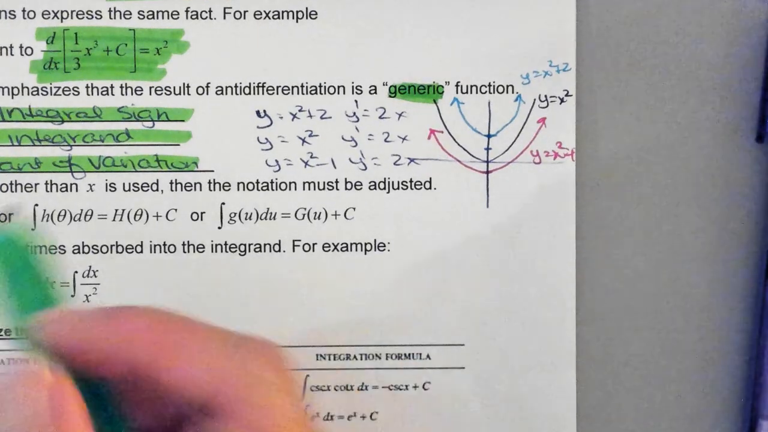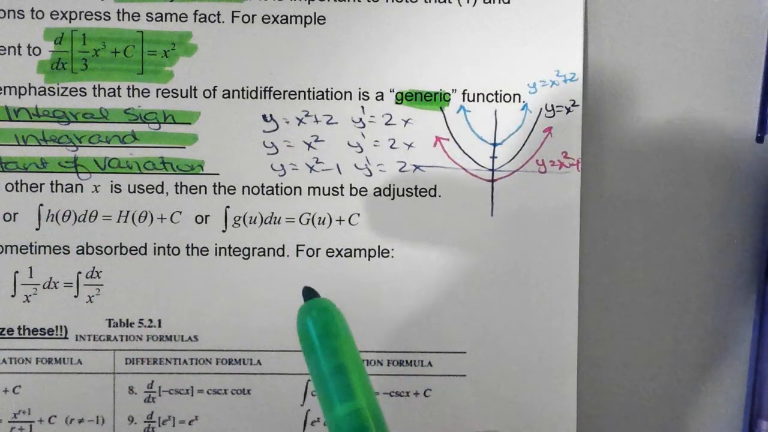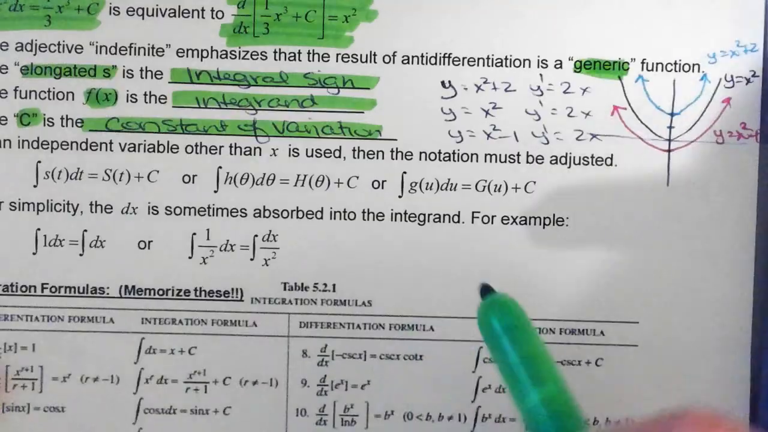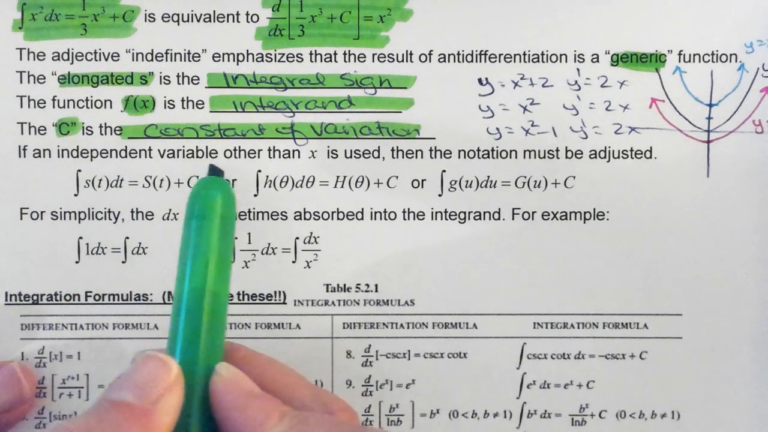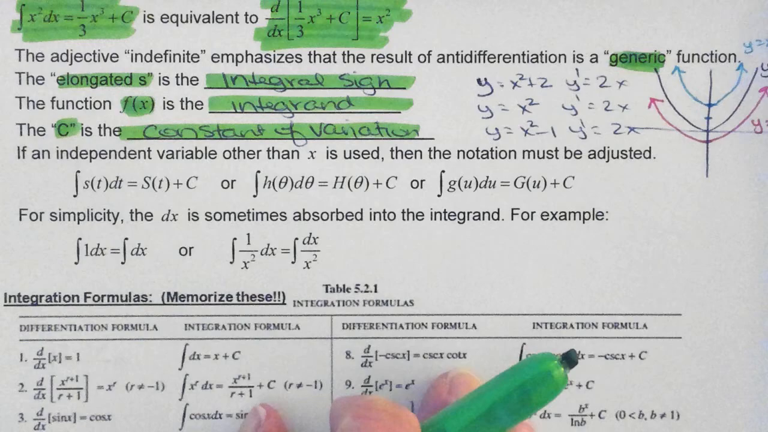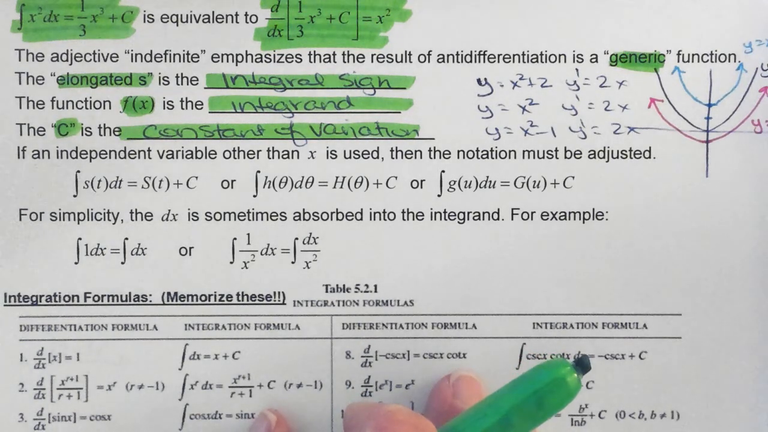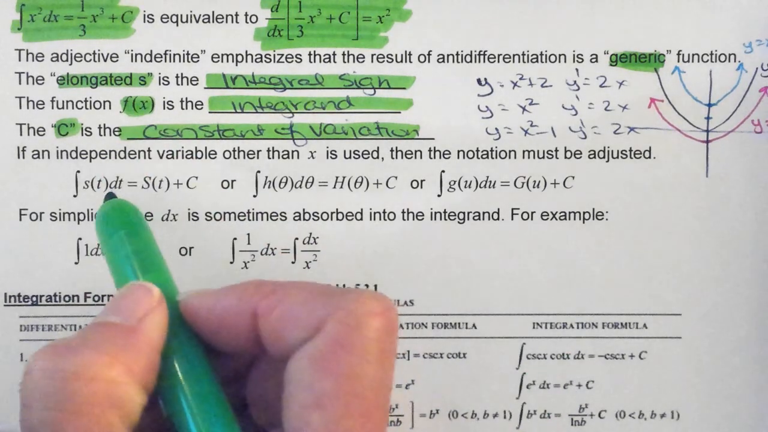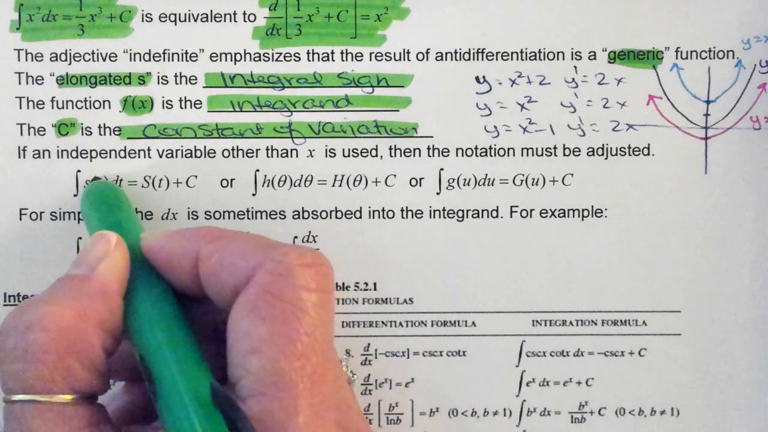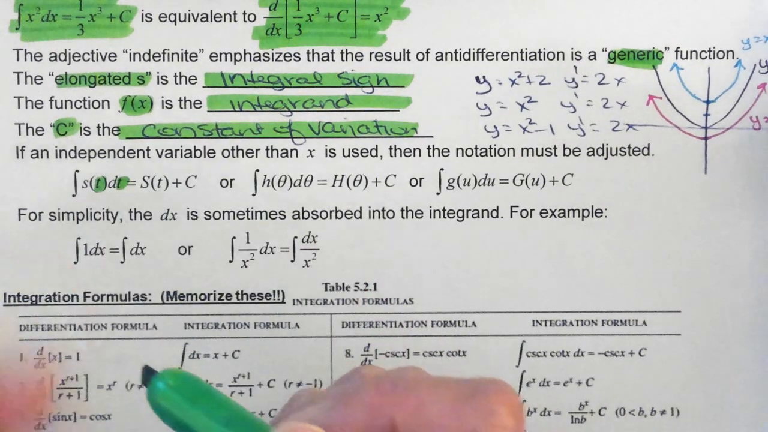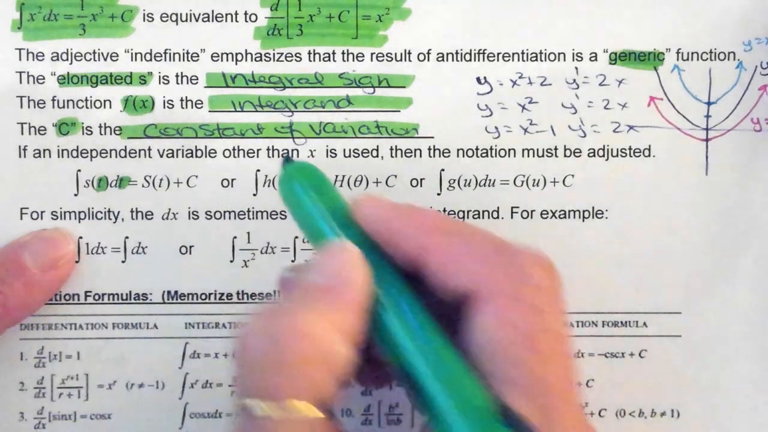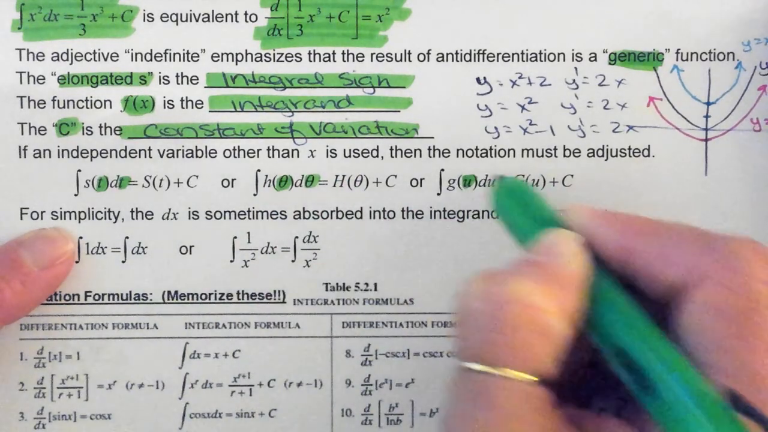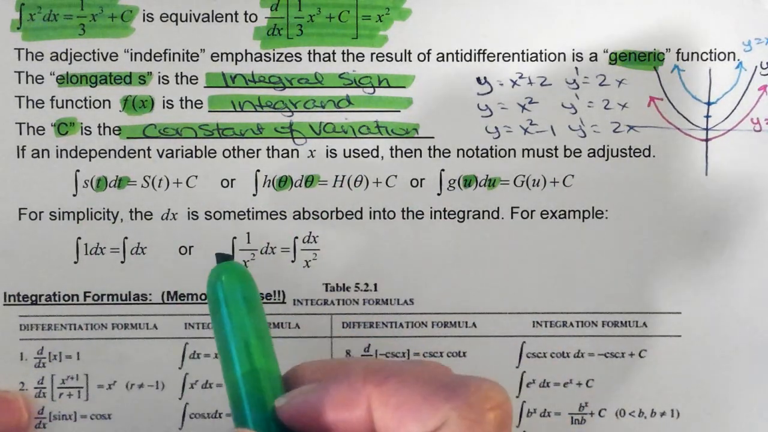Okay, so if an independent variable other than x is used, meaning you can use any variable for a function. You can use theta, you can use t, you can use m, j, k, whatever you want. Typically, we will use x or theta. You just need to change your notation. So, for example, this is s of t. You got to make sure this is dt. Okay, you can't have s of t dx because that doesn't make sense, especially when you're talking about the integral. Here you have theta. Here you have u. Okay, so just make sure that the notation is appropriate.